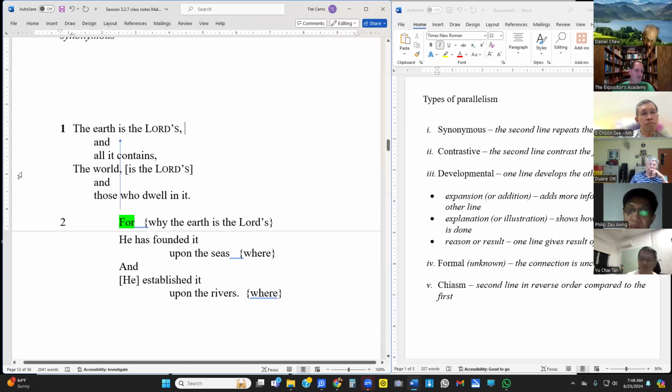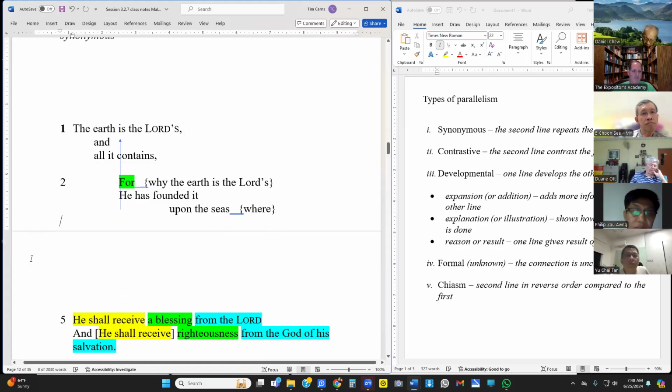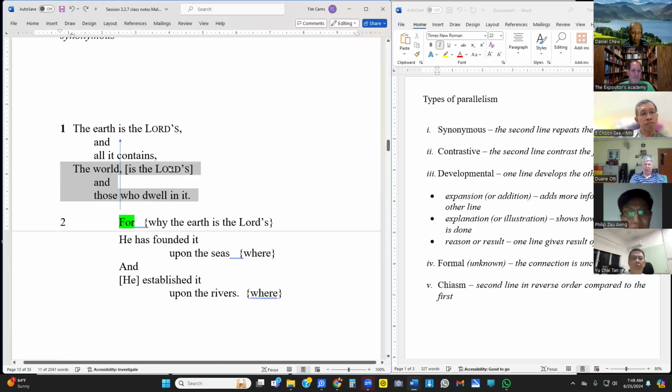He could have just said, earth is the Lord's, for he founded it upon the seas. Okay, that's the particular meaning here. But it's not as poetic, is it? That's just a statement of fact. But what poetry does, the way that it is given the aesthetic quality, is by adding in these parallel statements. So now it's a more poetic expression by using the synonymous parallelism.